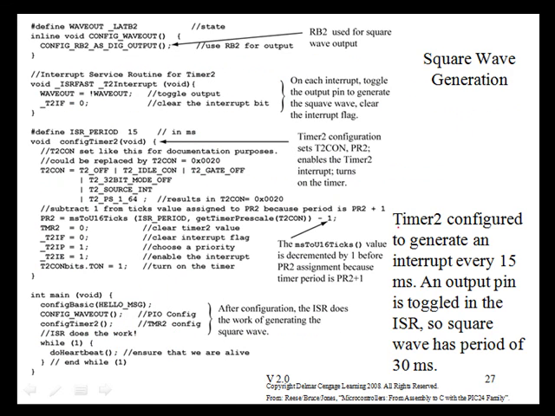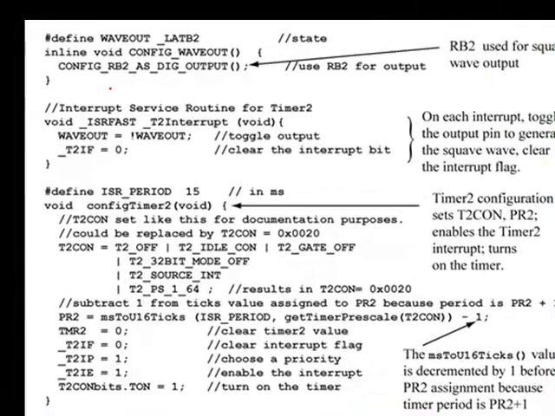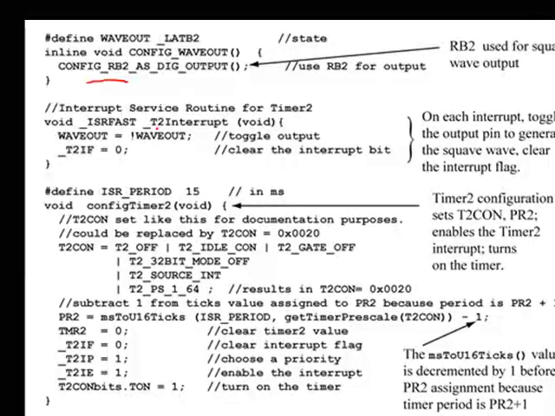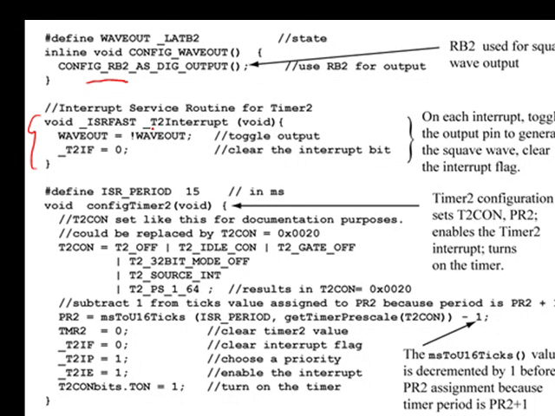Let's use a timer 2 that's generating a periodic interrupt every 15 milliseconds to generate an output square wave. The way that we're going to do this is that we're going to use an output. In this case, we're going to use RB2, and we're going to write an ISR for a timer 2 interrupt.